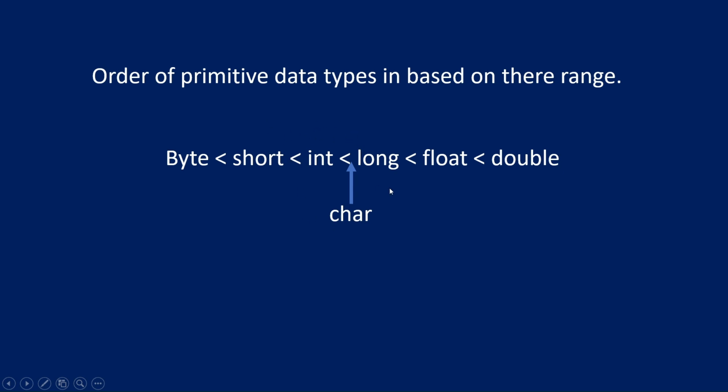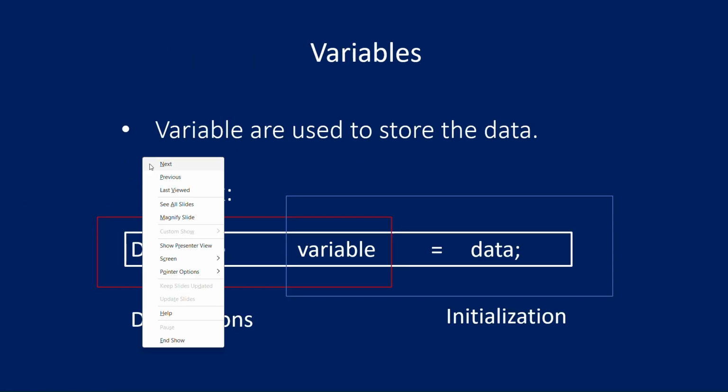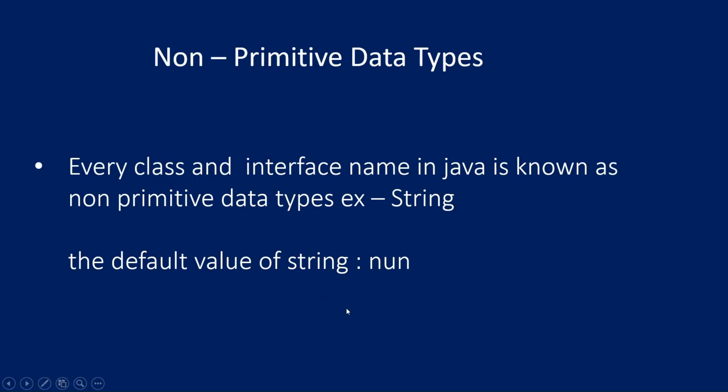After this, let's discuss non-primitive data. Every class and interface name in Java is known as a non-primitive data type. For example, String. The default value of a string is null. A string is whatever values you write inside double quotes, considered a string type of values.